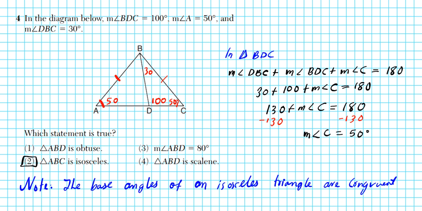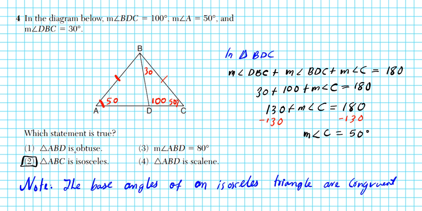All right. So what we're going to do now is go over why the other options are incorrect. Those are important things you want to know for the Regents exam. You don't know exactly what they're going to ask, so you need to know how to disprove the other options. So option 1 says ABD is obtuse. What on earth is an obtuse triangle? An obtuse triangle has an angle that's greater than 90 degrees.